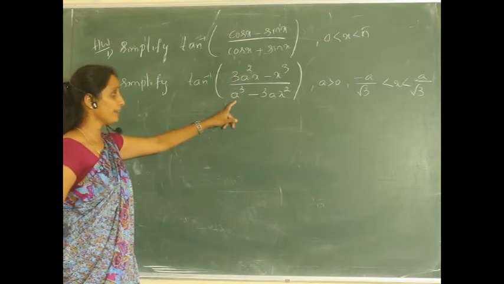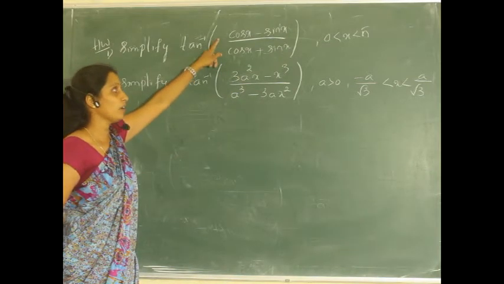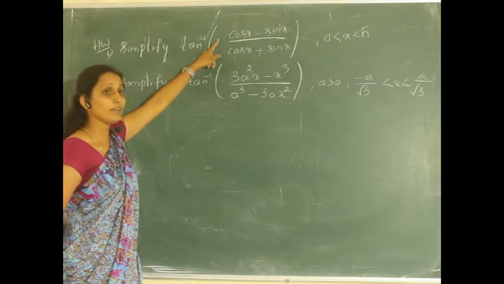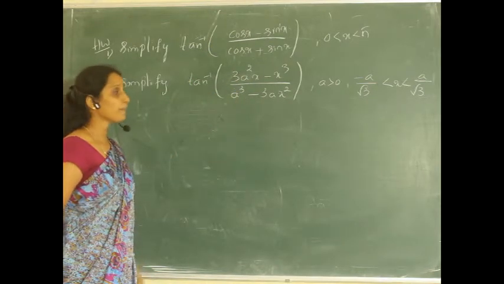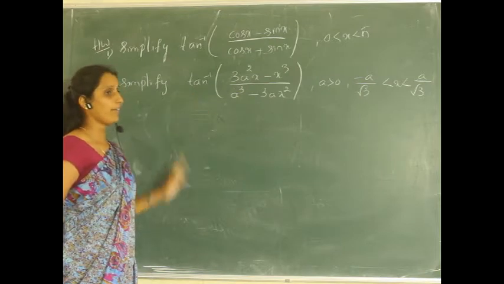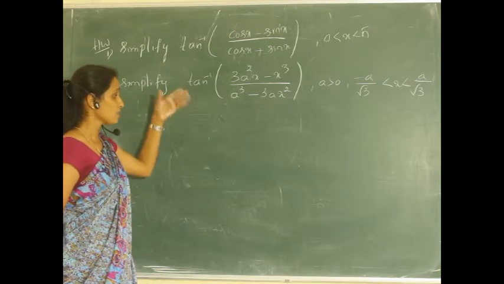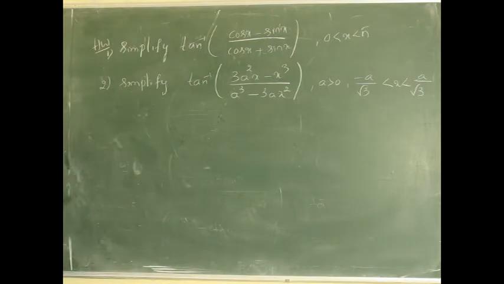Here divide numerator and denominator by cos x. Here what you have to do is substitute x as a tan theta, and you will get the tan 3 theta formula. So then simplify. So these two are the homework problems, that is to simplify.